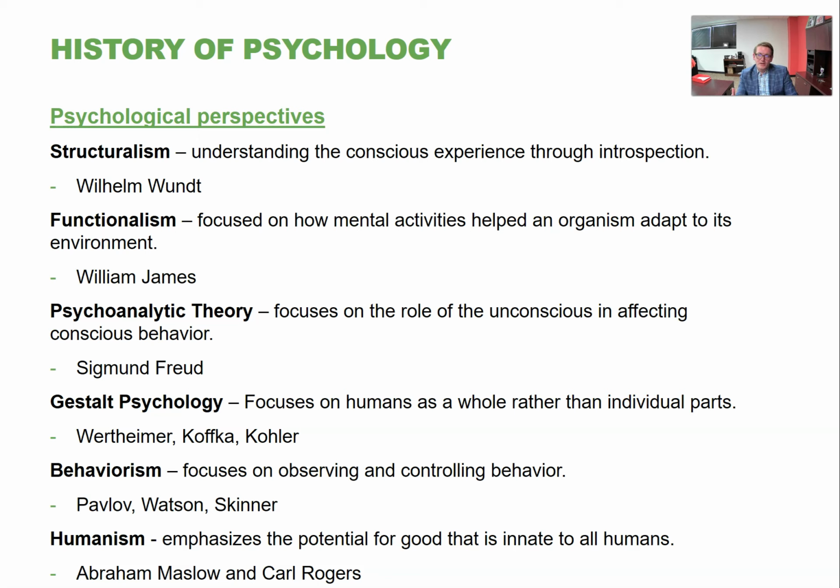Now, later on, someone came along by the name of William James, and William James is a very fascinating person, and he had this idea of something called functionalism. His approach was different than structuralism. Whereas Wundt and his colleagues were interested in the structure of the mind, James was more interested in what's the function of all of these mental activities. He was heavily inspired by the work of people like Charles Darwin.